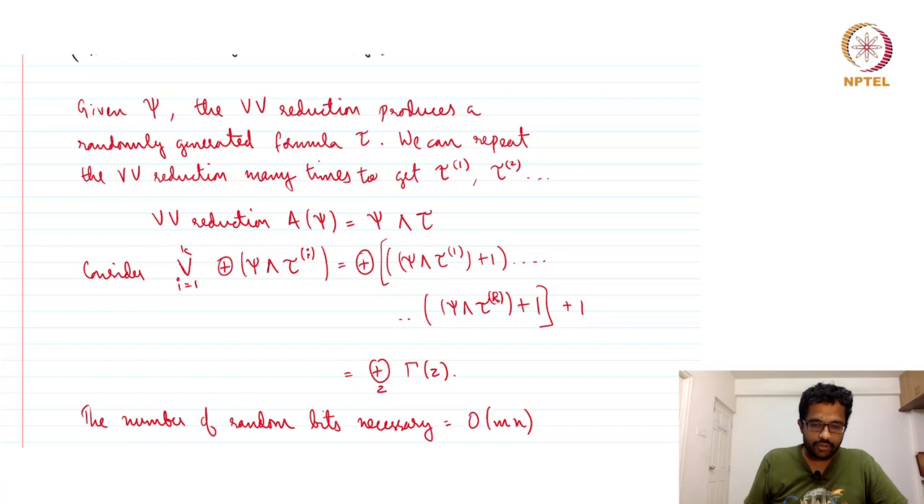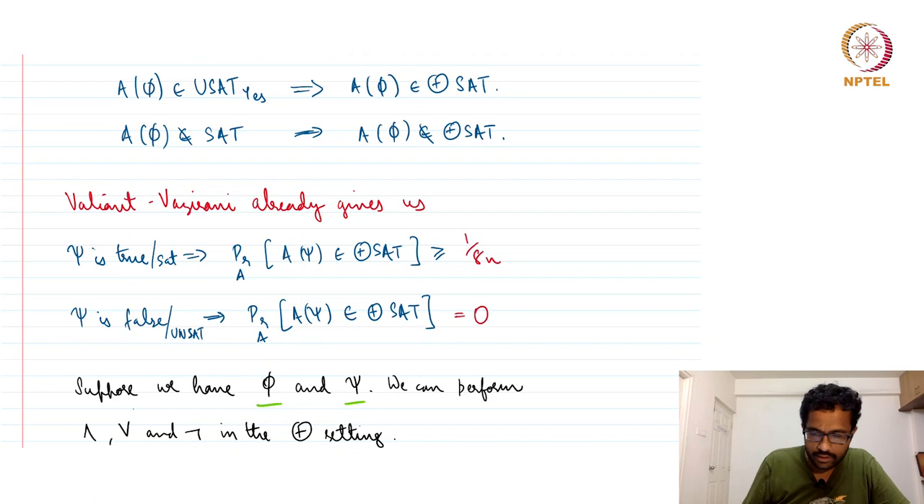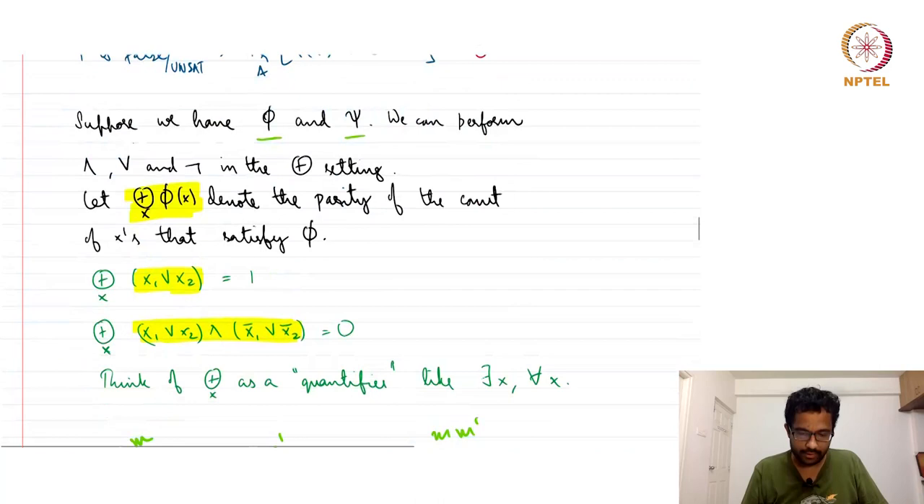So now, as I said, one of the things that we needed to do was to boost the probability of success in the Valiant-Vazirani. And I promised that by moving from unique SAT to parity SAT, we can boost the probability of success. So let us see how we can do that.